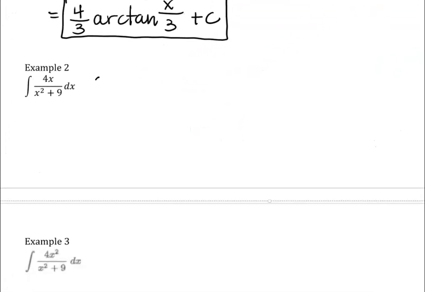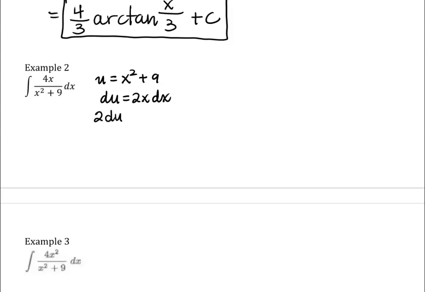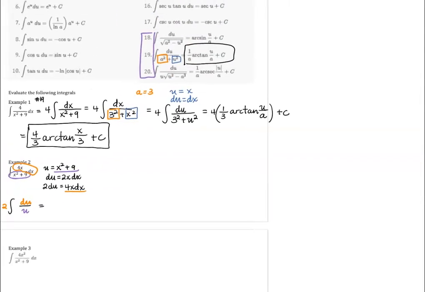Now we can just use u sub, because if I let u be the denominator, du is 2x dx. There's lots of ways we could do this. I'm just going to multiply both sides by 2 so I can see that 2 du is 4x dx, which is exactly what I have in my numerator. So for that 4x dx, I'm subbing in a 2 du. And then in the bottom, that x squared plus 9 is just my u. So I now have 2 times the integral of du over u.